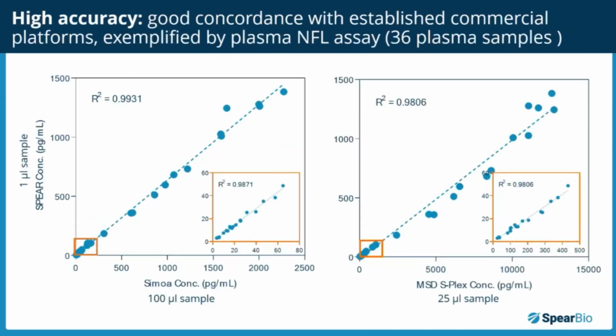Beyond the sensitivity and the precision, Spear also delivers excellent measurement accuracy. In a comparison study of 36 plasma samples, the Spear NFL assay was benchmarked against 2 well-established commercial assays, which are the SiMoA NFL assay and the MSD S-Plex NFL assay. Spear demonstrated perfect concordance with both assays, consistently aligning across high and low concentration samples.